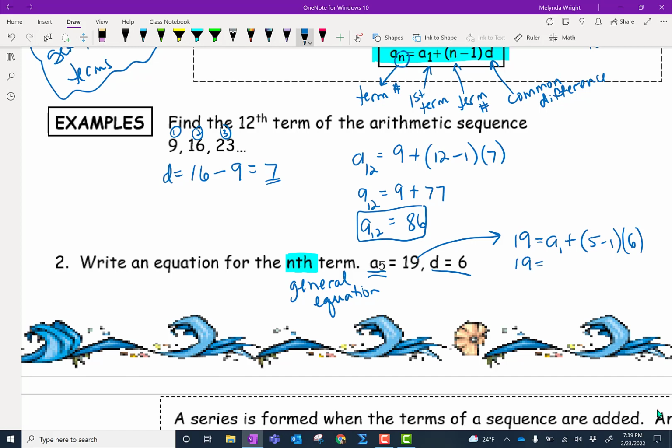So 19 would be a sub 1 plus, let's see, 5 minus 1 is 4. 6 times 4 is 24. So our 1st term is going to be -5.